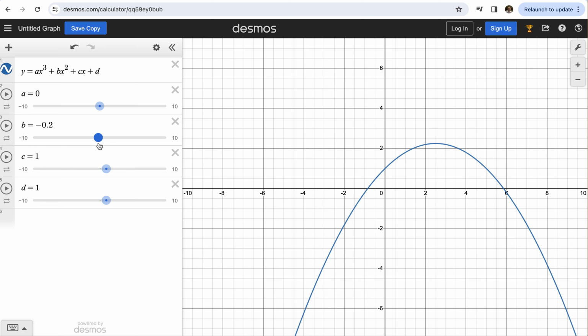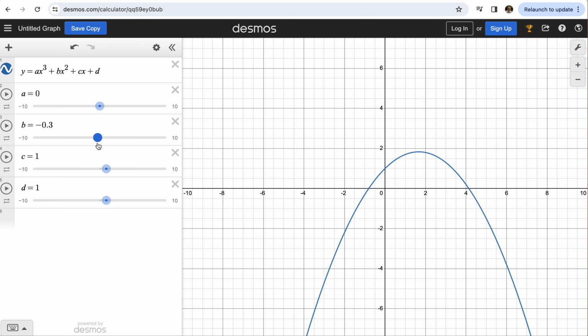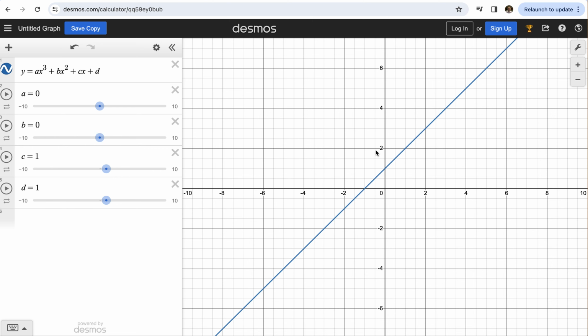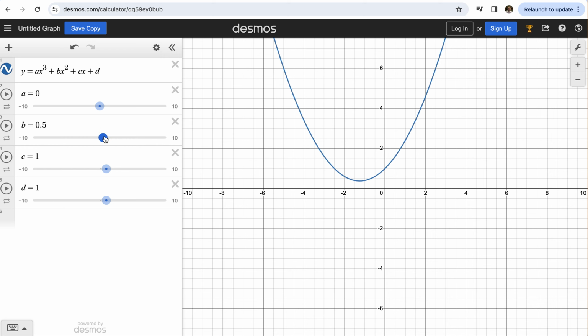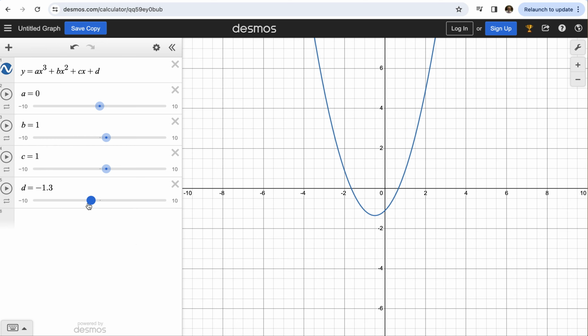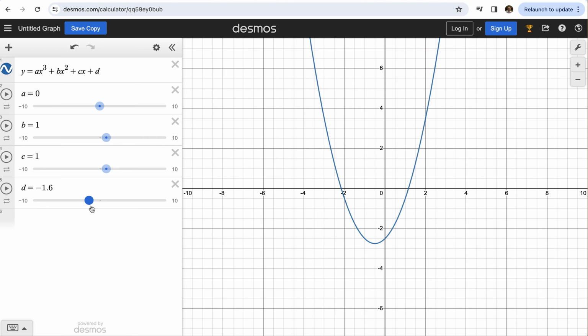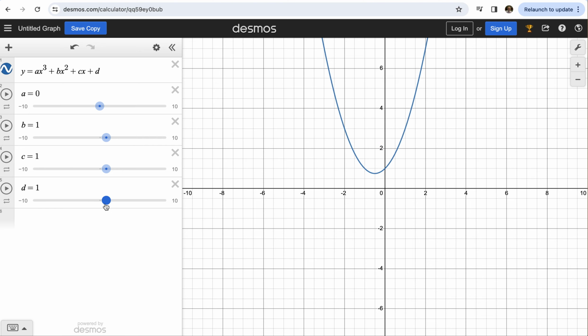Notice there's a fixed point, and that is at 1. Well, that's what it's chosen for D. Now I got B at 0. Let's change it back to 1-ish. There's 1. And of course, if I slide D, all it does is raise or lower the parabola. So let's put it back at 1.